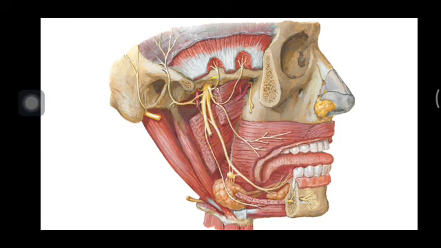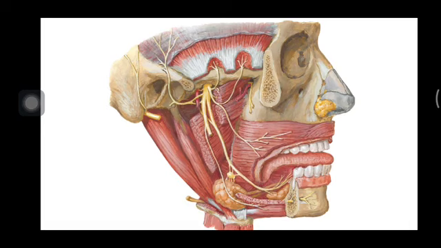Here this is the foramen ovale from where the mandibular nerve emerges outside the cranium. This will be the posterior trunk of the mandibular nerve and this will be the anterior trunk of the mandibular nerve. So these will be the deep relations of the lateral pterygoid.